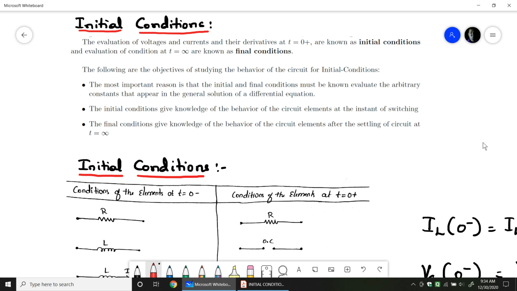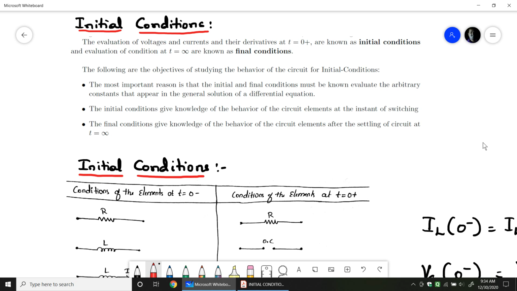We'll go through the details, and we'll also work on most of the problems that we come across in initial conditions. We'll also calculate parameters like current and voltage based on these initial conditions, and then the transient behaviors.